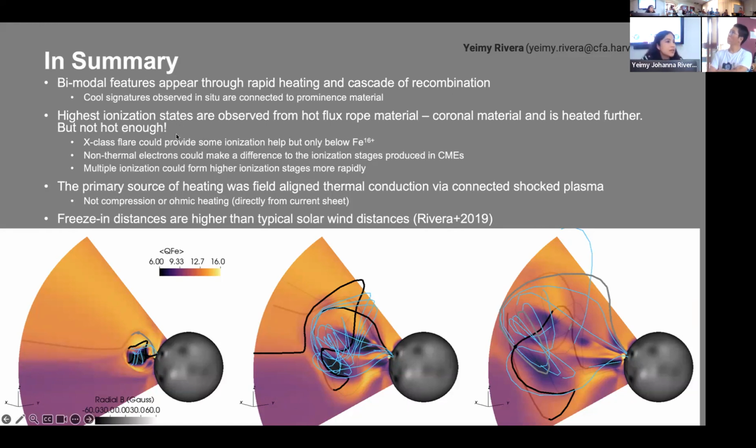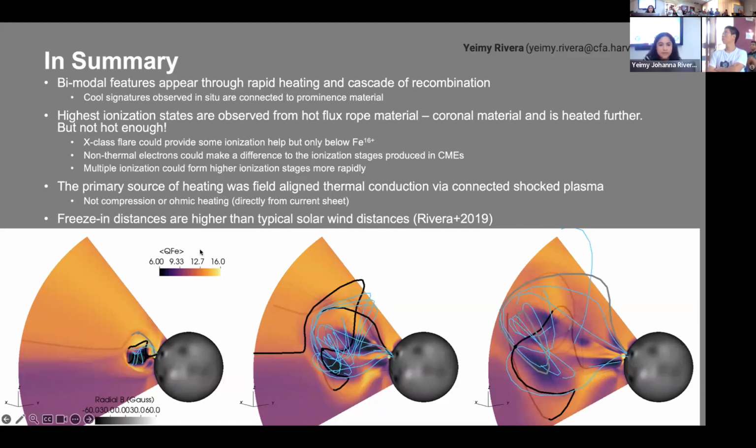We weren't able to reach any of the highest ionization states that we saw in the iron from the Bastille Day observations. Again, photoionization doesn't seem to be important in this case. Potentially non-thermal electrons are responsible for this additional ionization that we see, which isn't considered in the model but should be implemented and seems to be incredibly important for CMEs at least. And then the primary source of heating for the two structures is field-aligned conduction, which seems to be incredibly important here for very energetic events.